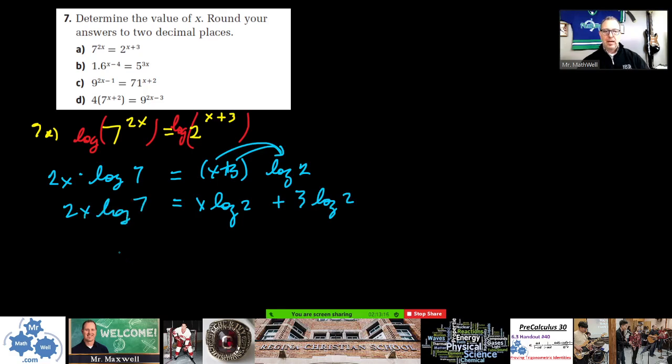And so I need to get my x terms together, right? Because I need to get x all by itself. I'm solving for x. So if I do that, I've got 2x log 7 minus x log 2. And I'm going to put this 3 as an exponent there, and that equals log of 8. Just doing some simplification while I go.